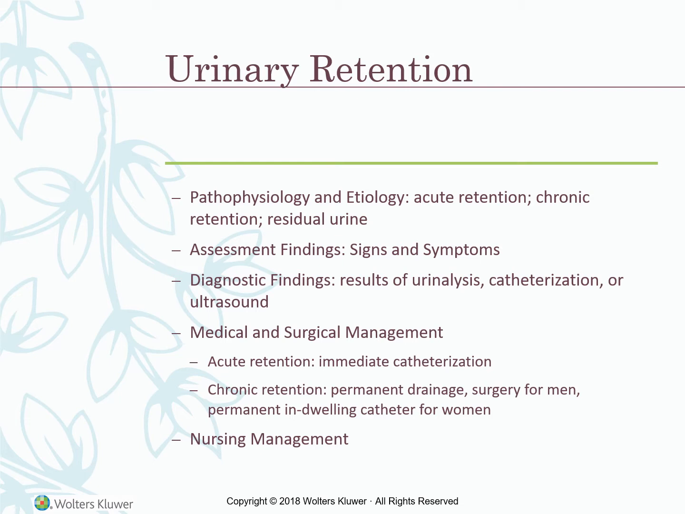Assessment findings include complaints of urgency, frequency, leaking small amounts when coughing or sneezing, or complete inability to control urine, depending on the underlying cause. Tests such as a urine culture and sensitivity, cystoscopy, cystogram, urodynamics, and or pelvic ultrasound are used to determine the type of incontinence.